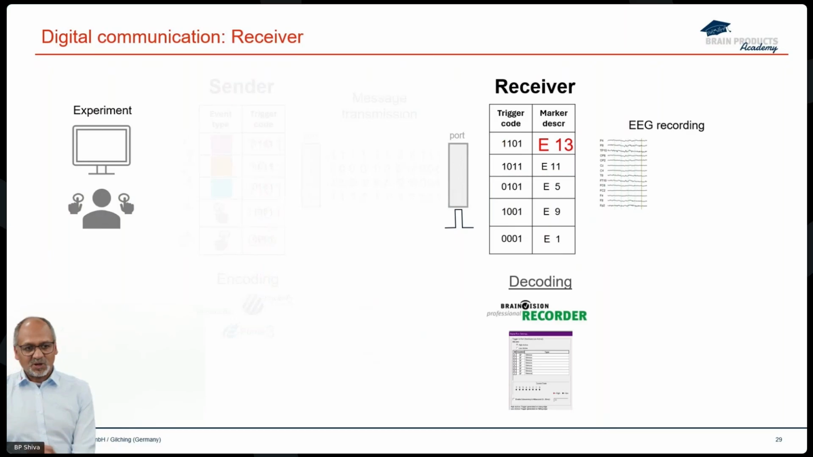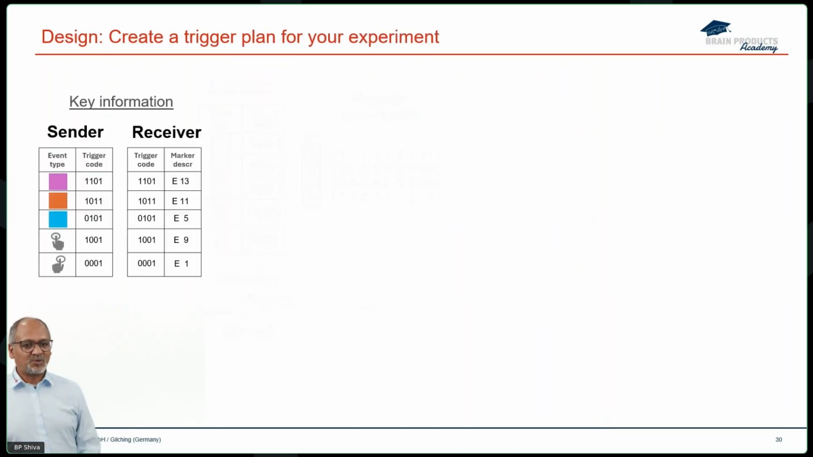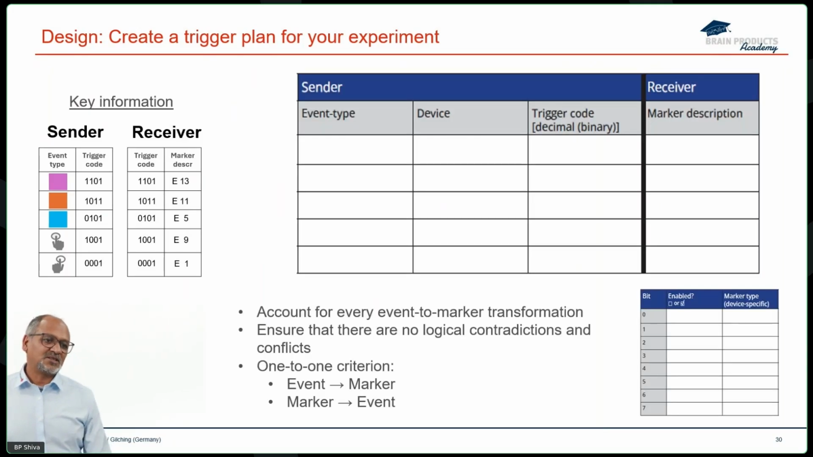So this is just to give you an overview, but what's important is that this captures the key information that needs to be sent between devices when you're using hardware triggers. The first take-home is: when you are starting up your experiments, it can be very valuable to create a trigger plan for your experiment. This is simply a table that summarizes all the information involved in the trigger.